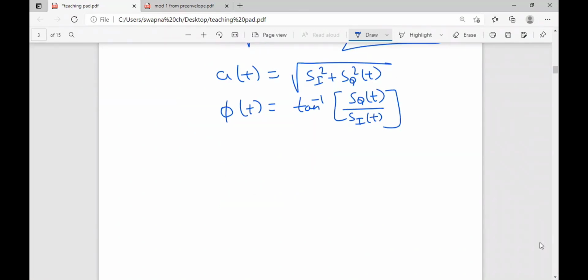Okay, but what exactly do we want? We don't want it for the complex envelope, we want it for S of t, and we already know S of t is nothing but the real part of S tilde of t, which is the complex envelope, into e power j 2 pi fct.